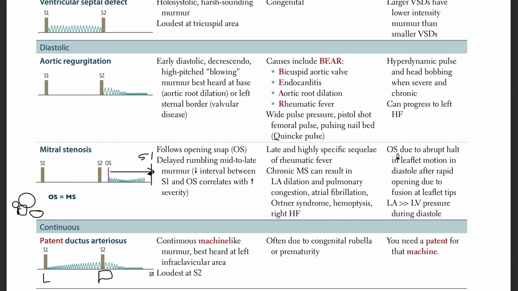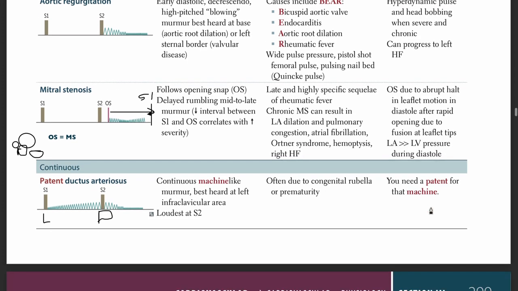Not operating system, but opening snap, due to abrupt halt in leaflet motion in diastole after rapid opening due to fusion at the leaflet tips. So left atrium pressure is way higher than left ventricle pressure during diastole.